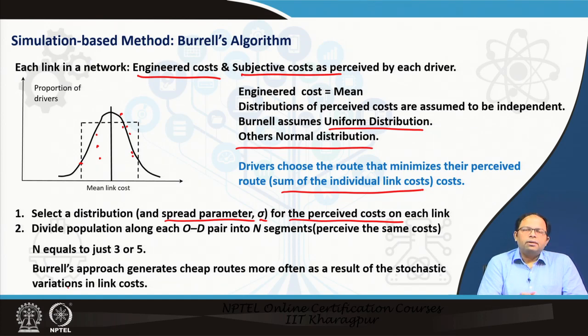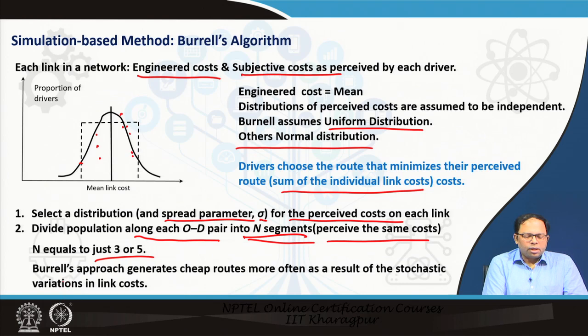Now, if I do it for every individual, then it's a huge amount of computation. So instead we divide the population along each OD pair into n segments, like we were dividing it during incremental methods. We divide it into n segments who perceive the same cost. That means we assume this group of people will assume the same cost for this particular link, and in most cases n is just equal to 3 or 5. So there are 3 or 5 alternative routes maximum.